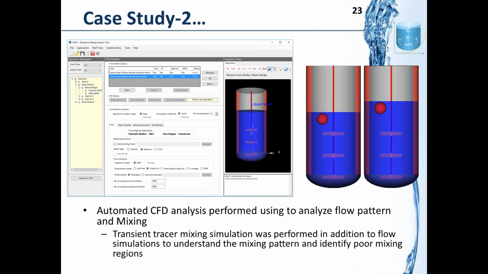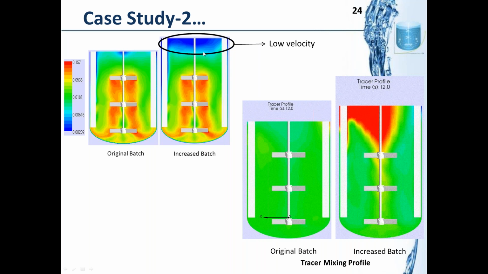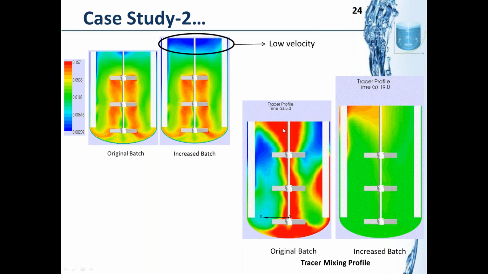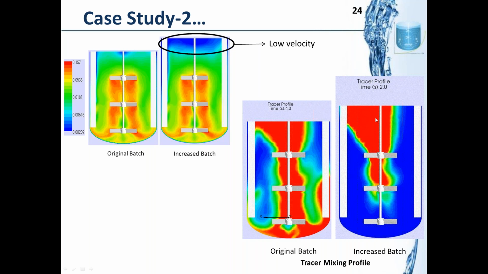Once you get the results, let's look at whether CFD can provide some detailed analysis. When the CFD was performed, we can see that there is a low velocity region in the top region of the tank. And if you look at the mixing profile, it shows that because of this low velocity region, there is a delayed mixing in the top region of the tank, which is hampering the process performance.